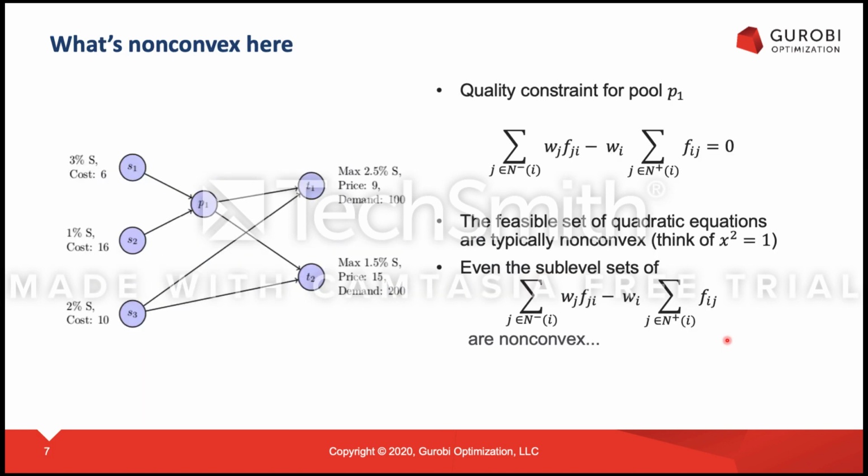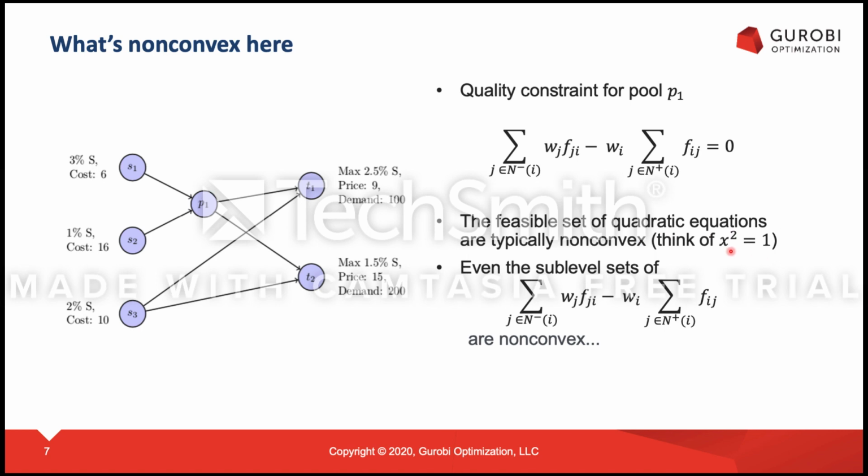Let's look at it more precisely. The quality of flow constraint at P1 reads this. I mean, it's obviously quadratic. We have products of Wj times Fji, and here we have products of Wi times the outgoing flow arcs. Now, a quadratic expression equal to some right-hand side. This is already, in most cases except for degenerate ones, a non-convex set.